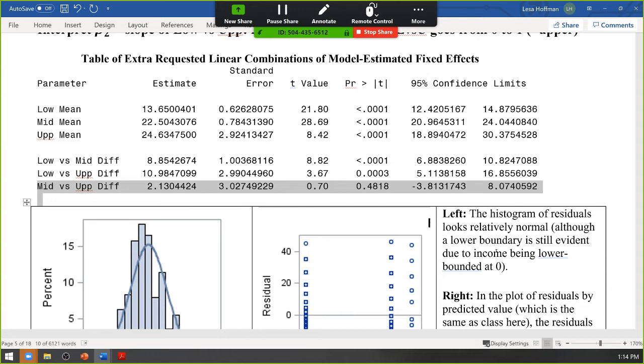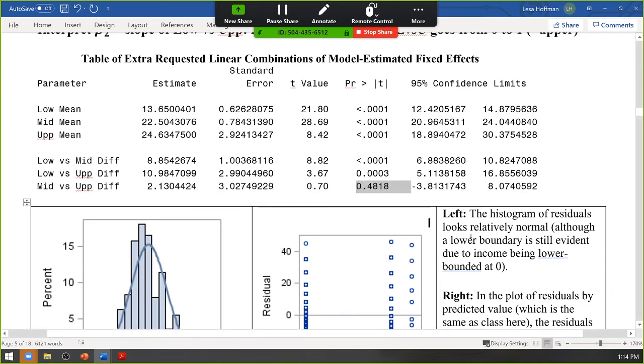Yeah, gotta find the right column. Yeah, thumbs down because of this number right here. That's my p-value. That's the proportion of times that I would see a t of 0.7 if the true t were 0, if the true difference were 0. So yeah, this difference of 2 is basically the same thing as 0.